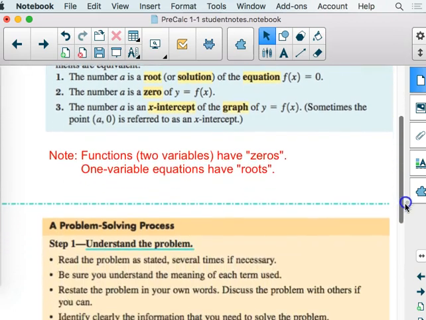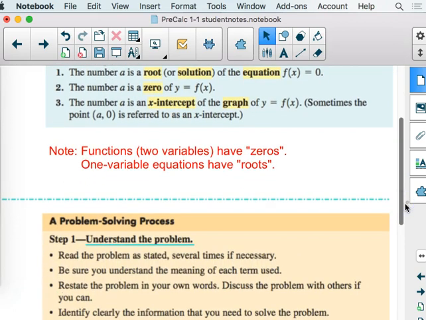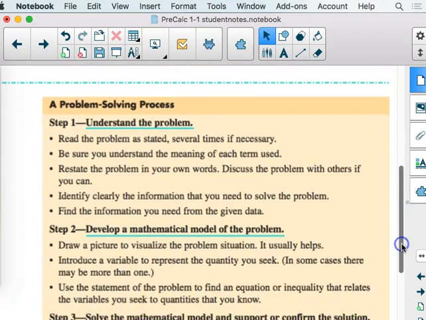Note, two-variable functions have zeros. One-variable equations have roots. Yeah, I don't know. We use those kind of interchangeably. The book's being a little picky here, that if we have x's and y's, we should call them zeros, but if we just have an x, we should call it a root. It depends on how you're solving that problem. It really does. I mean, we're not going to worry about the vocabulary. We want to be able to do this. So now, what if we get monster word problems?